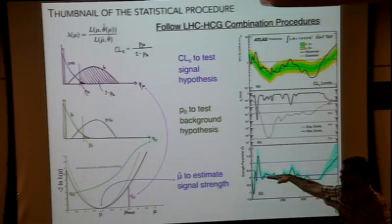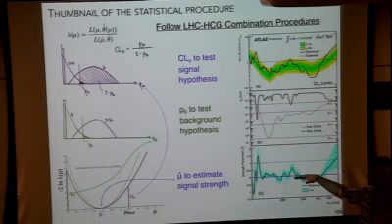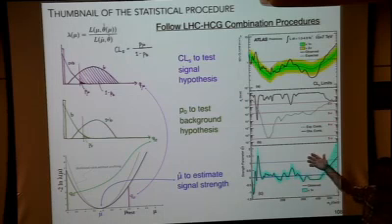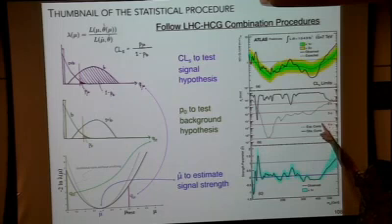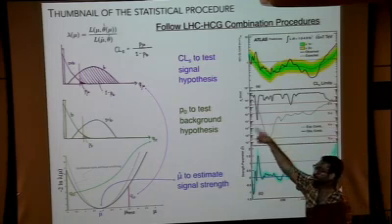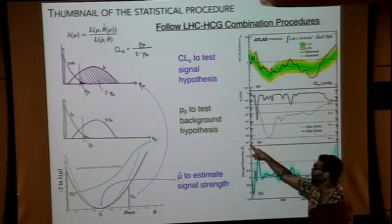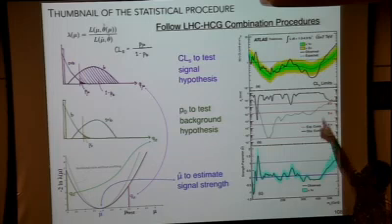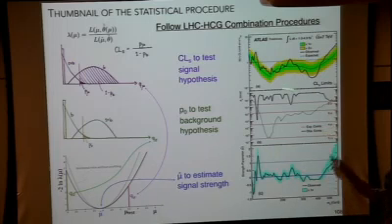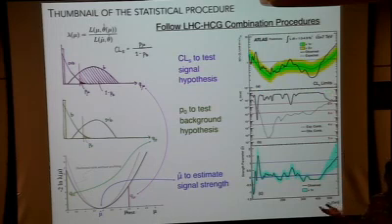So 0 means there's no signal. Negative means there was a deficit of events compared to what was expected. Something positive means there's an excess of events. This plot turns into the p-value, or basically the significance of the bump as a function of the mass. And then the top plot is the limit plot, the upper limit on the cross-section as a function of the mass, right? These are the typical sets of plots you see in a lot of searches.